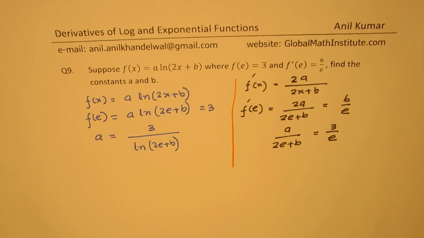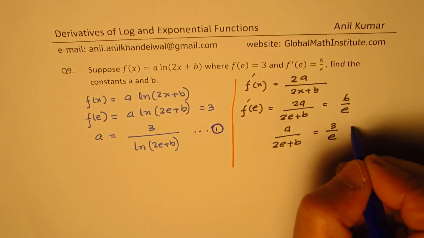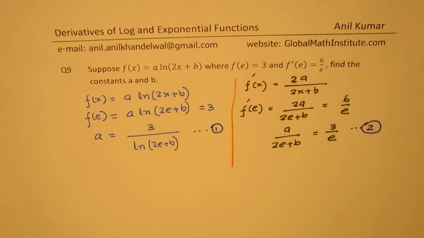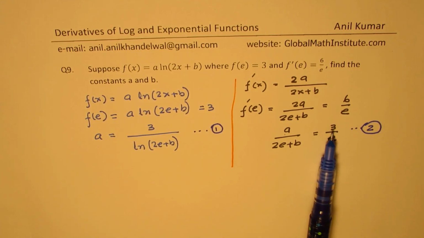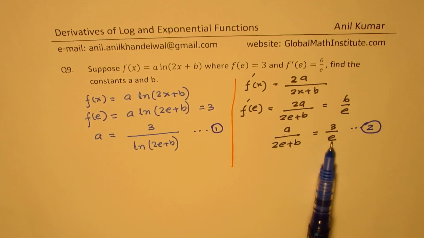Okay. Now we have two equations. That is our equation number 1, and this is our equation number 2. We have to isolate a and b and find their answers. Now let me tell you, this is not a very easy solution. So what we can do here is, looking at this equation, we can say a equals 3 and the denominator is equal to e. So we could do that, correct?